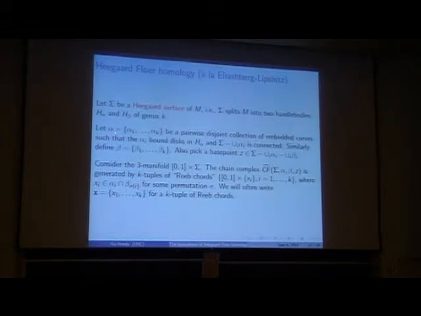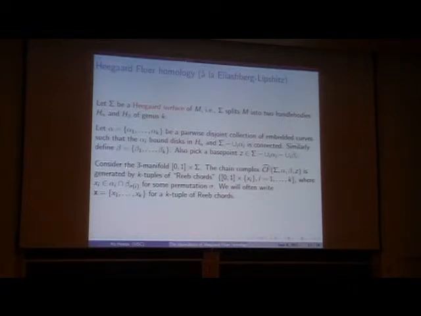And what we do is you take a pairwise disjoint collection of embedded curves, alpha 1 through alpha k, abbreviated alpha, such that the alpha i's bound disks, and sigma minus the alphas is connected. And then similarly, you define beta to be that thing. And you pick some baseline, which is not particularly important in this case.